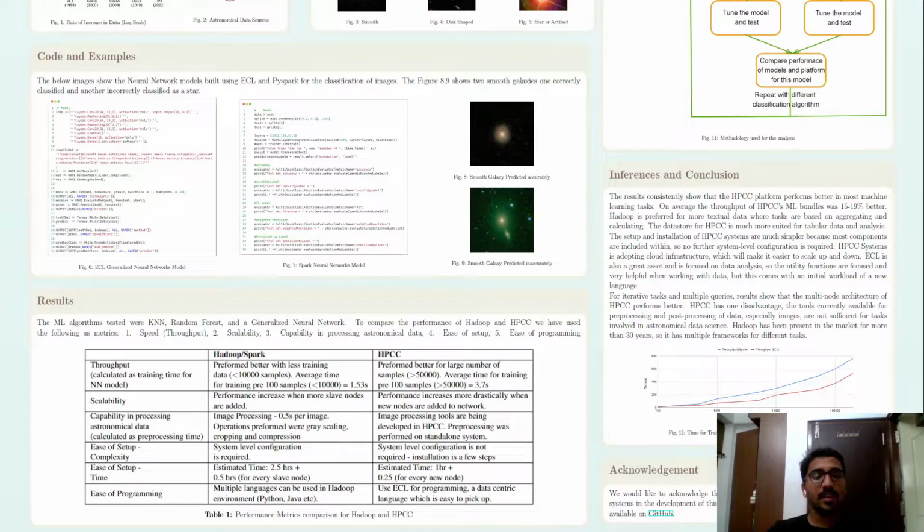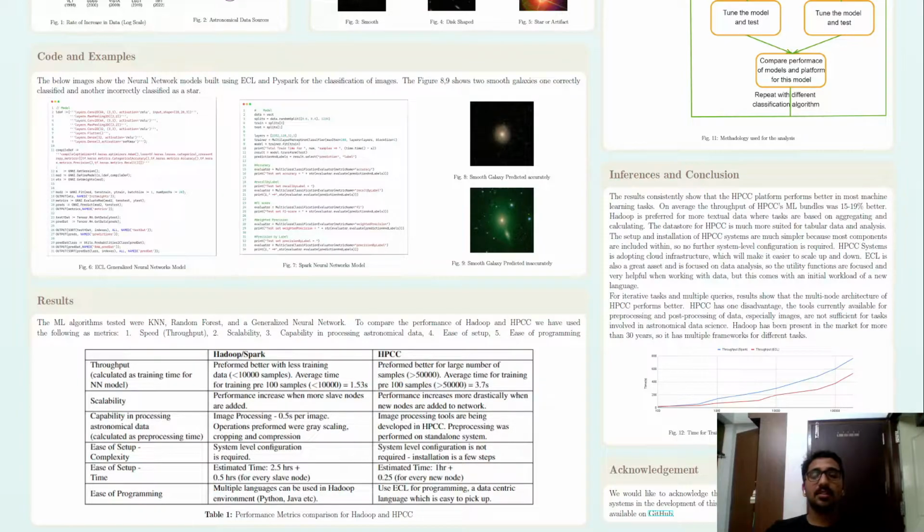Ease of programming. Multiple languages are available in the Hadoop environment such as Python and Java, but for HPCC, ECL is the data-centric language that is used and is easy to pick up. The results show that when dealing with large data and hoping to build a fully automated pipeline for the analysis of astronomical data, HPCC provides a better platform which is easily scalable.